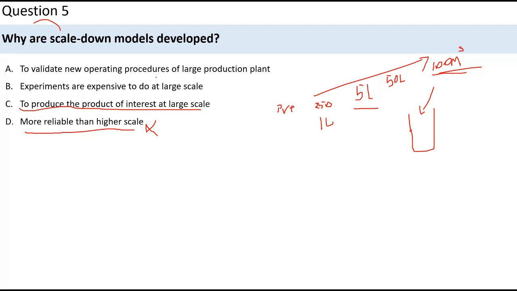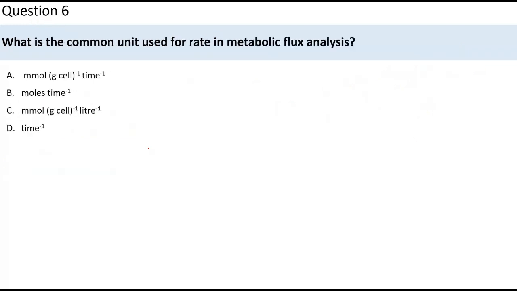Option A is to validate new operating procedures of the large production plant. Yes, you have to see some other procedures, and that will be done in your small scale reactor, which is mimicking your large scale reactor. And B is experiments are expensive to do at large scale. Exactly, that's what I was also talking about. It will be very difficult if you have 3-4 parameters to do in a 100 meter cube reaction. It will be a waste, expensive, a waste of reagents and all. So the right answers are A and B.